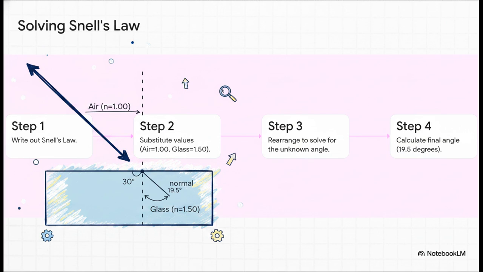Step 1, we just write out Snell's law. Step 2, plug in our knowns. 1.00 times the sine of 30 degrees equals 1.50 times the sine of our unknown angle. Since the sine of 30 degrees is simply 0.5, our left side is just 0.5. Step 3, we divide that 0.5 by 1.50, which gives us 0.333. For step 4, we just take the inverse sine of 0.333 on our calculator, and boom, our refracted angle is 19.5 degrees. Because it went from a lighter medium into a denser one, the angle got smaller. It bent right toward the normal line.